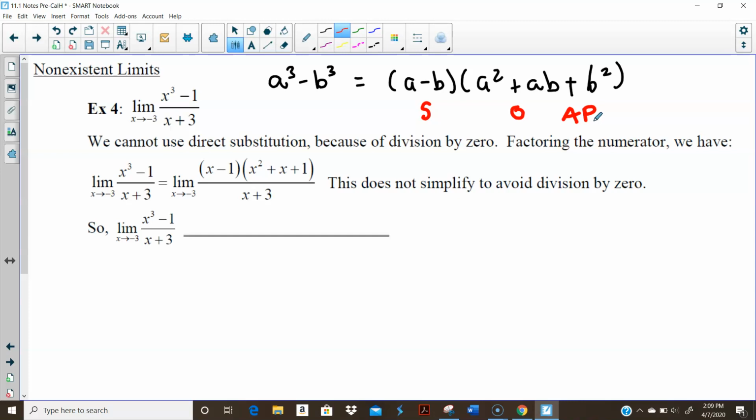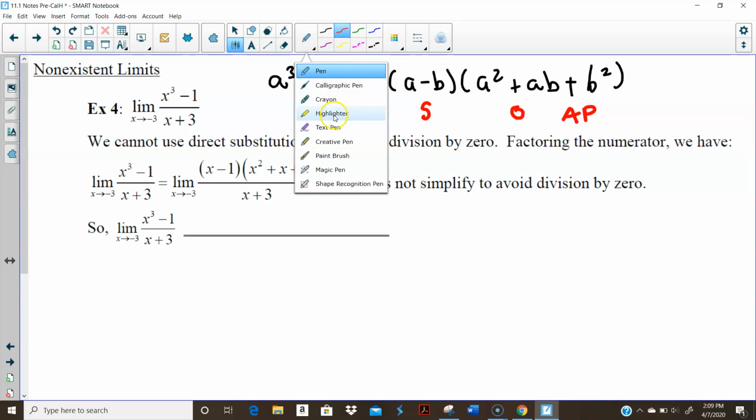So now let's look at example 4. The limit as x approaches -3 of (x cubed minus 1) over (x plus 3). We cannot use direct substitution. If I put -3 in for x, I get -3 plus 3, which is 0 at the bottom of a fraction. So the next thing I'm going to do is factor and see if anything cancels.